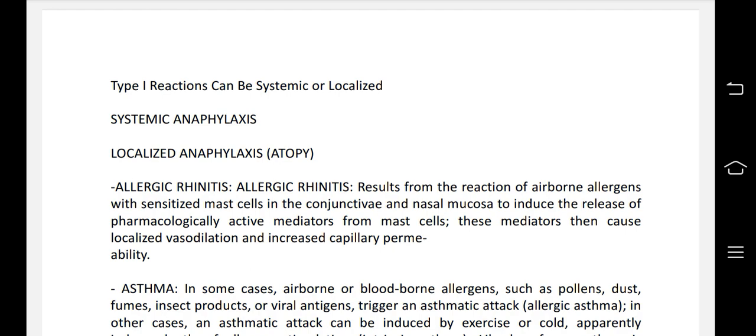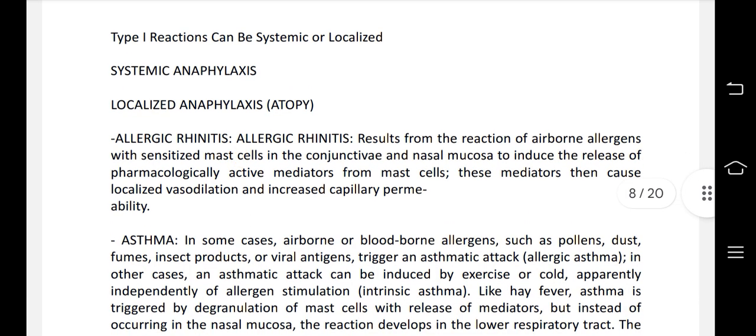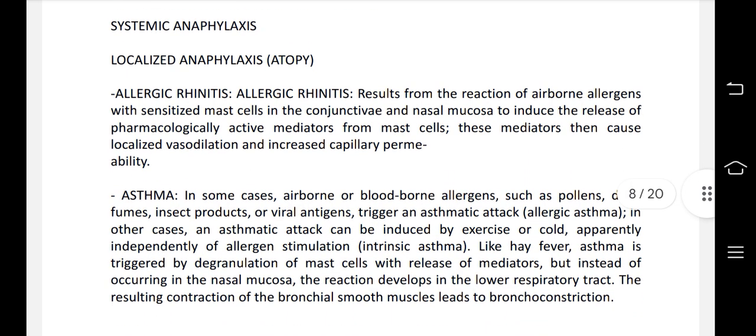Allergic rhinitis results from the reaction of airborne allergens with sensitized mast cells in the conjunctiva and nasal mucosa to induce the release of pharmacologically active mediators from mast cells. These mediators then cause localized vasodilation and increased capillary permeability.